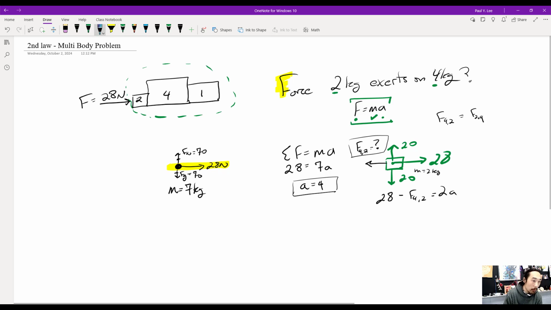Alright, so same kind of problem. We have 2 unknowns, and the same unknown keeps popping up over and over again, and that is the acceleration. So we need to know the acceleration of the system. Now keep in mind, acceleration is not the motion. Acceleration is how that motion is changing.